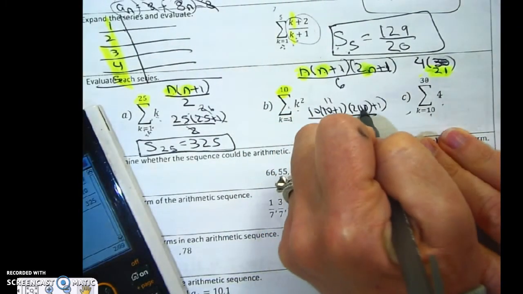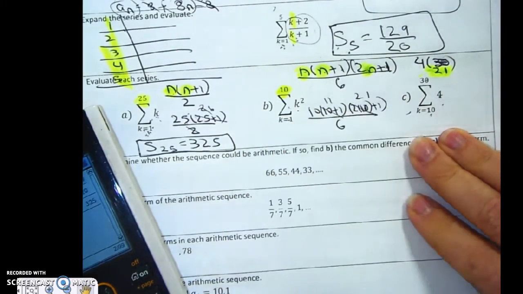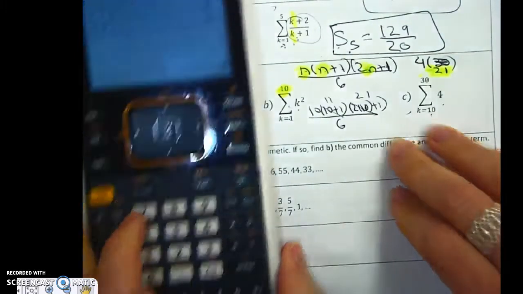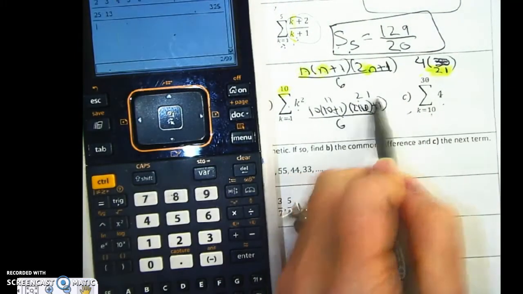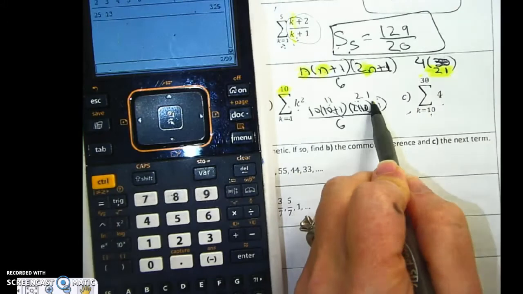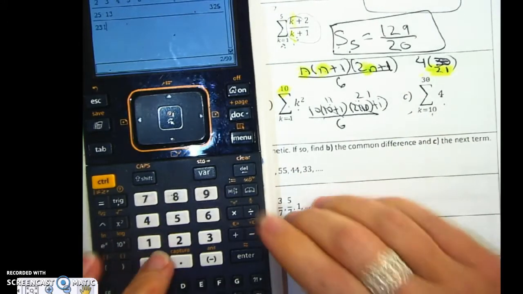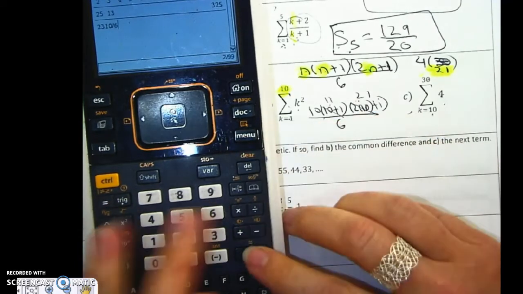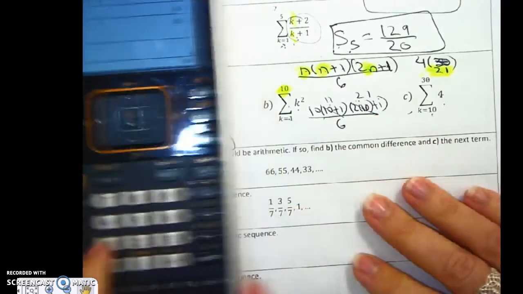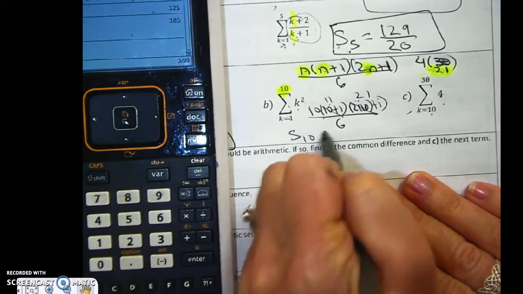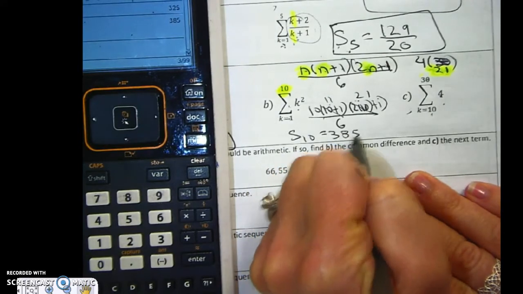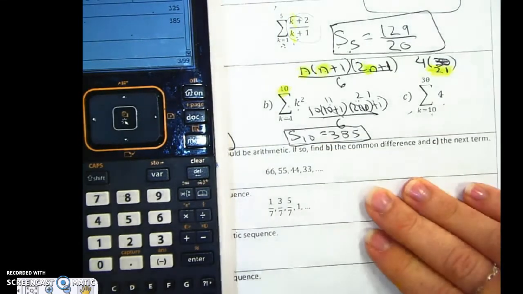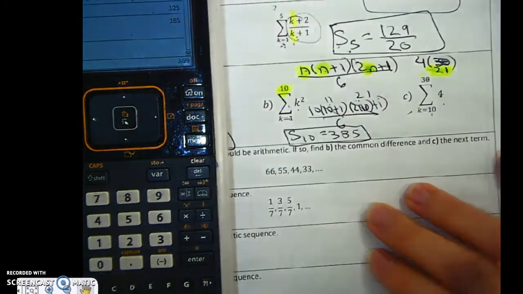So this is 11. 2 times 10 is 20, plus 1 is 21. I don't want to plug in everything. I could actually do this: 21 times 11 is 231, times 10 is 2310 divided by 6, which you're probably thinking, why would she do all that when she can just plug in her calculator? I don't want to. The sum of the first 10 numbers is 385. Okay, let's try the next one.